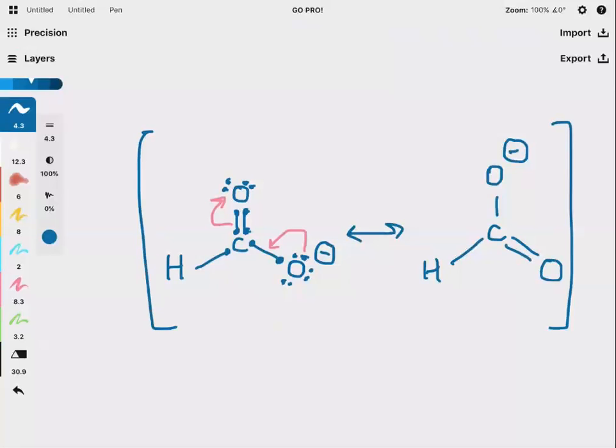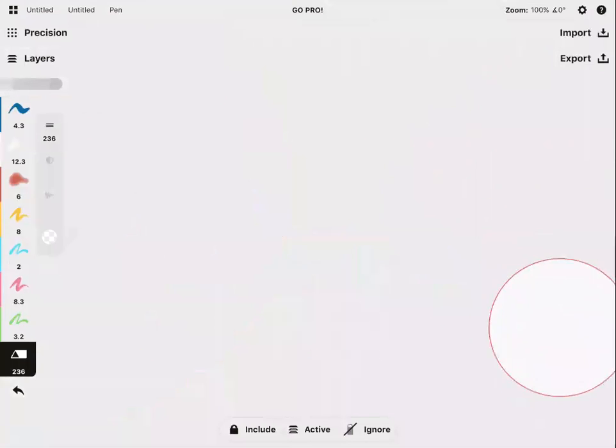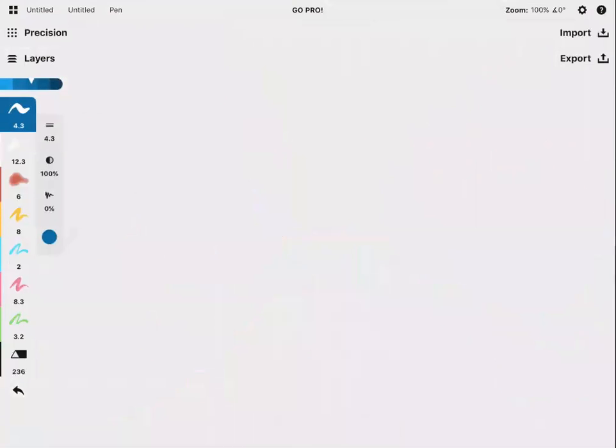So I was going to do one more, but let's stop here because I think we've got to move on to the next topic. And if in this playlist I decide I have a little bit more time, maybe I'll throw in one or two more resonance structures then. But for right now, let's go ahead and pause.